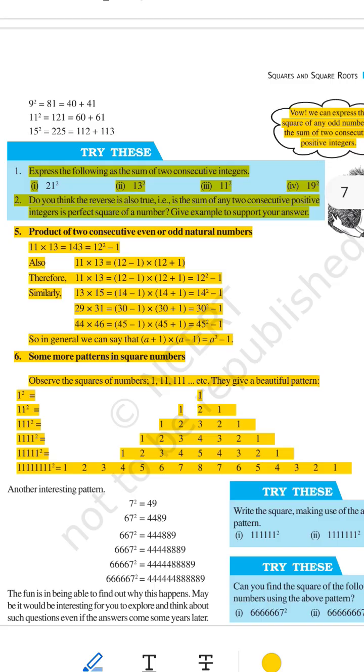Yes, again. The pattern. Whenever you see two numbers like 11 and 13, 29 and 31, 44 and 46, ask yourself, what number is in the middle? That's a. Then just do a squared minus 1. That's your answer.